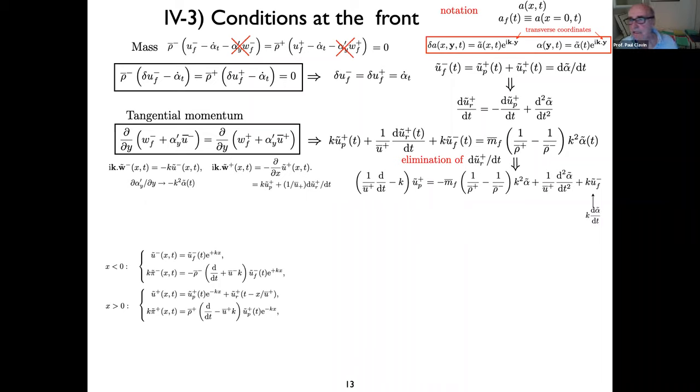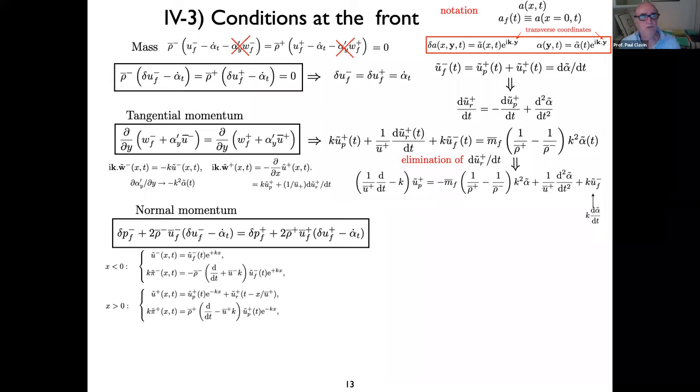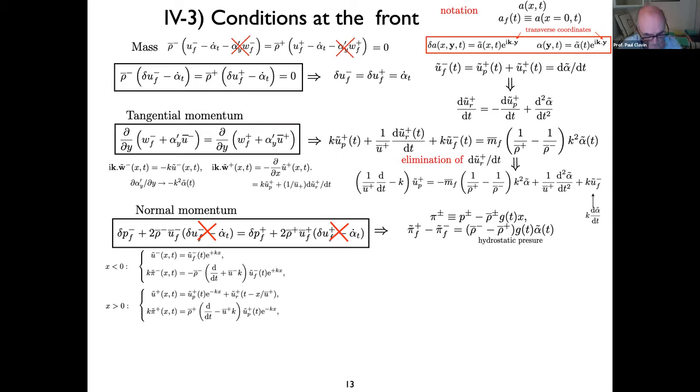So now, using again this conservation of the mass flux, this term is equal to the amplitude of the wave vector times the derivative of the amplitude of the wrinkle. And now you are going to close the problem. You are going to use the normal momentum, which is written here. In the normal momentum, the problem is very simple because of the conservation of the flow across the flame, this term disappears. So it tells you simply that the pressure is equal on both sides.